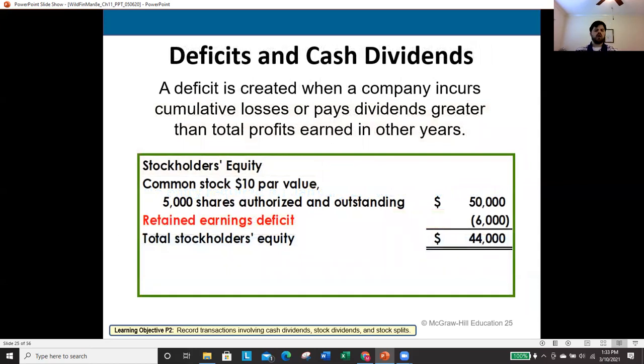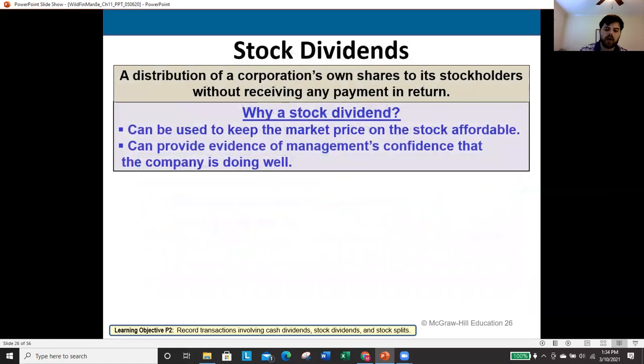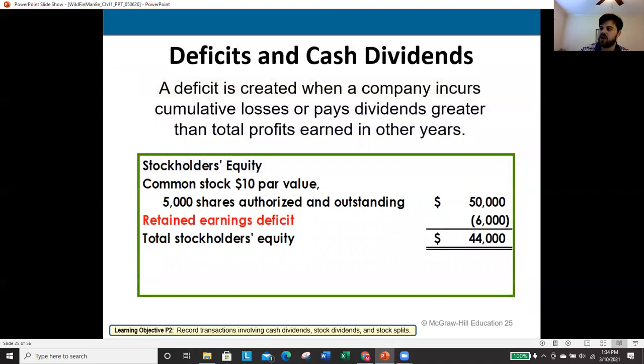Now, what happens if we have a deficit? A deficit is, of course, created when a company incurs cumulative losses or pays dividends greater than total profits. So in this case, I'm actually paying a dividend in excess of retained earnings. This is typically not allowed. It can happen, and you see the effect here.